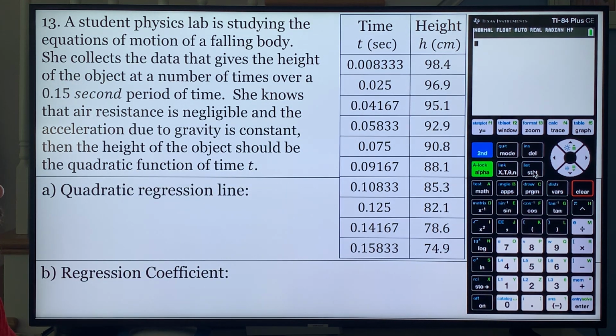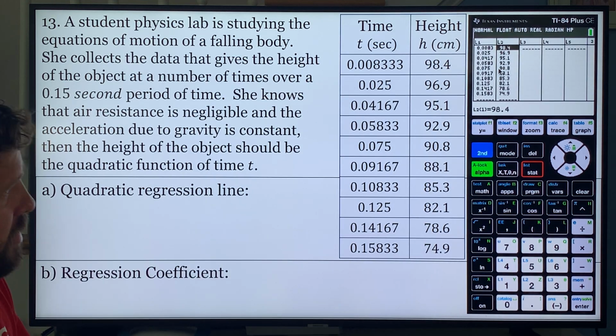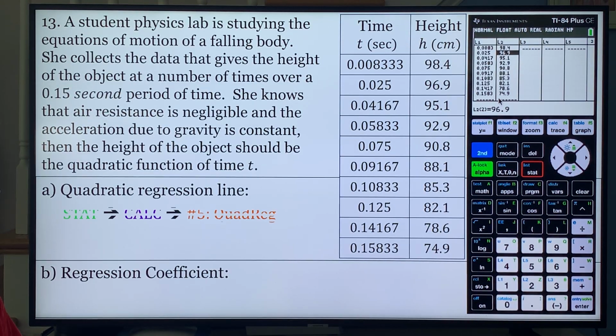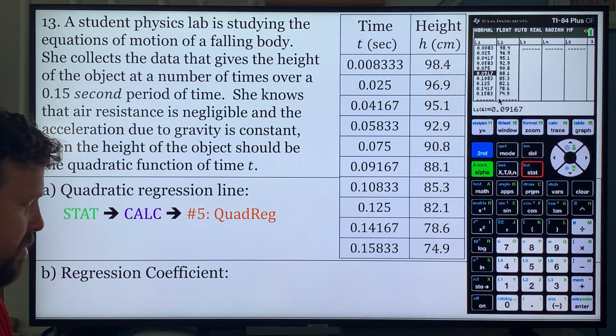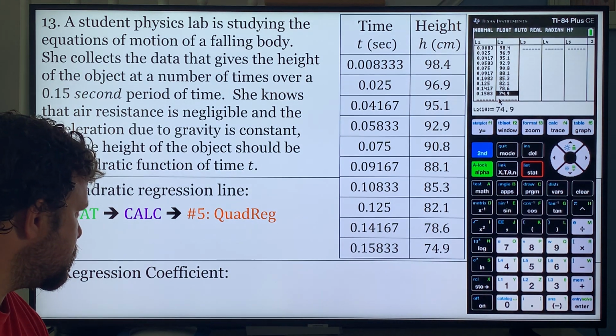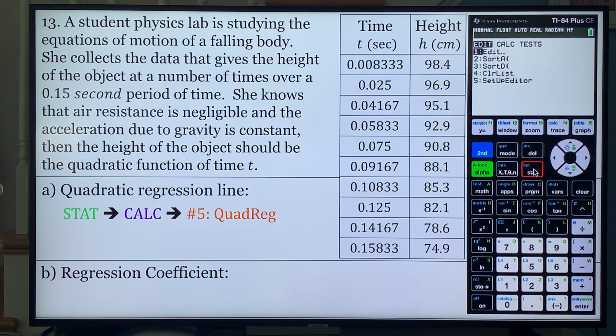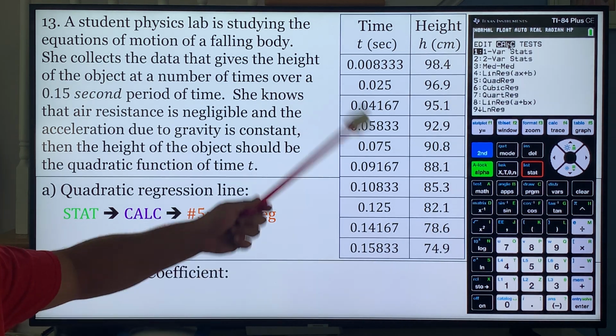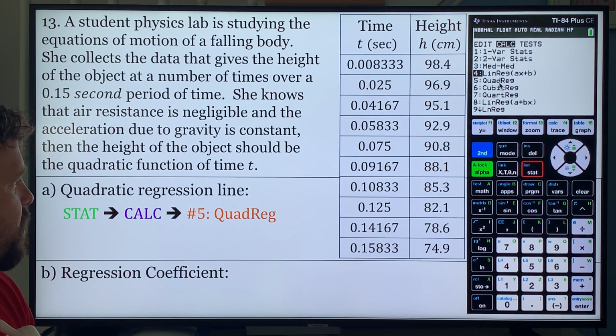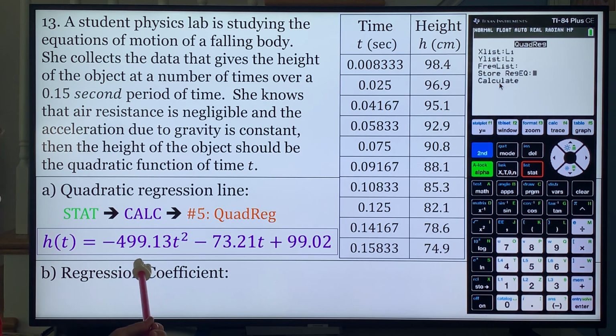Now, what you're going to do, type in all your stuff. I already typed it in, to save some time here. Quadratic regression line, StatCalc. Calc, forgot the L. Number 5, quad reg. Make sure you have your 12. Make sure your decimals are correct here. So when you go to 5 quad reg, you should get A is negative 499 and 1300ths, 73 and 2100ths, and 99 and 200ths.